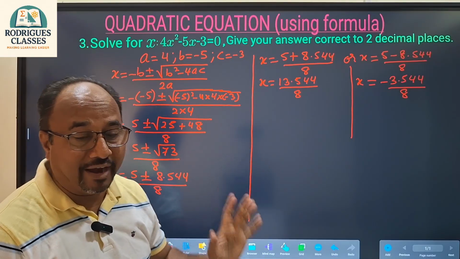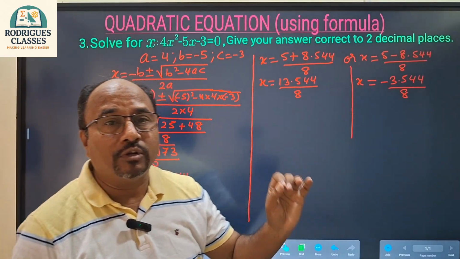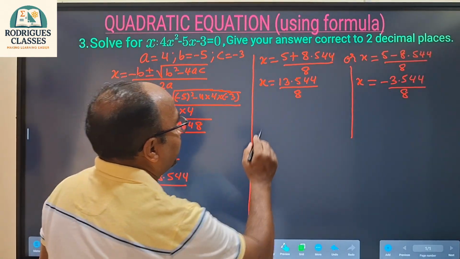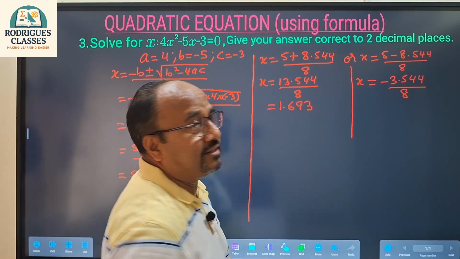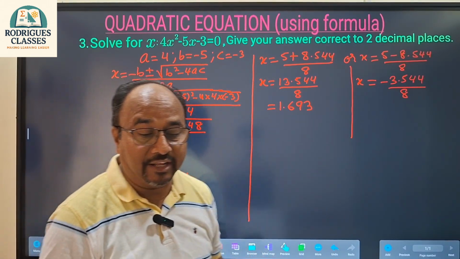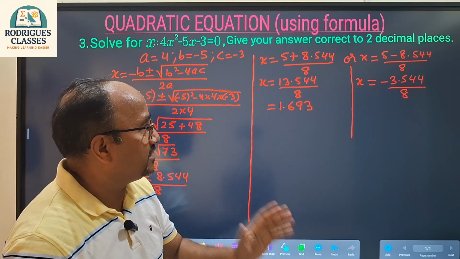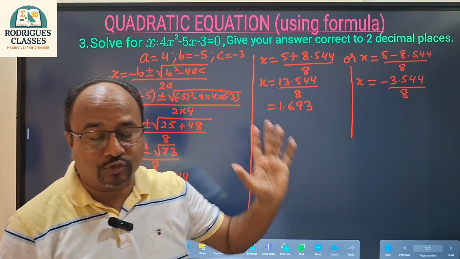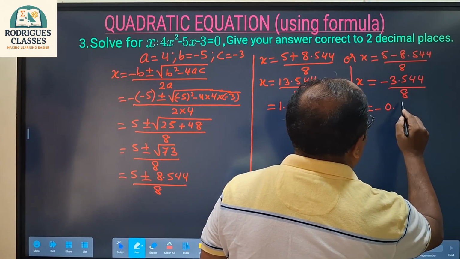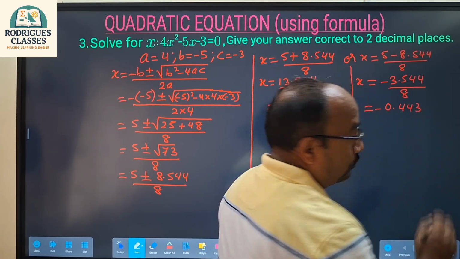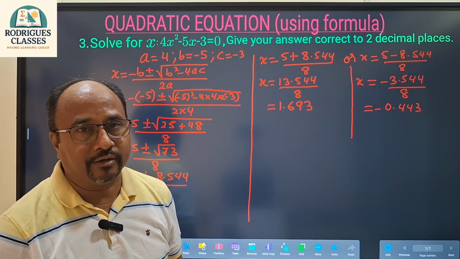So you have to divide this by 8 now. So I divide it and write, I am getting 1.693. Okay, you can divide and check. You will get it as 1.693. This part also has to be divided. Minus 0.443 you will be getting here.